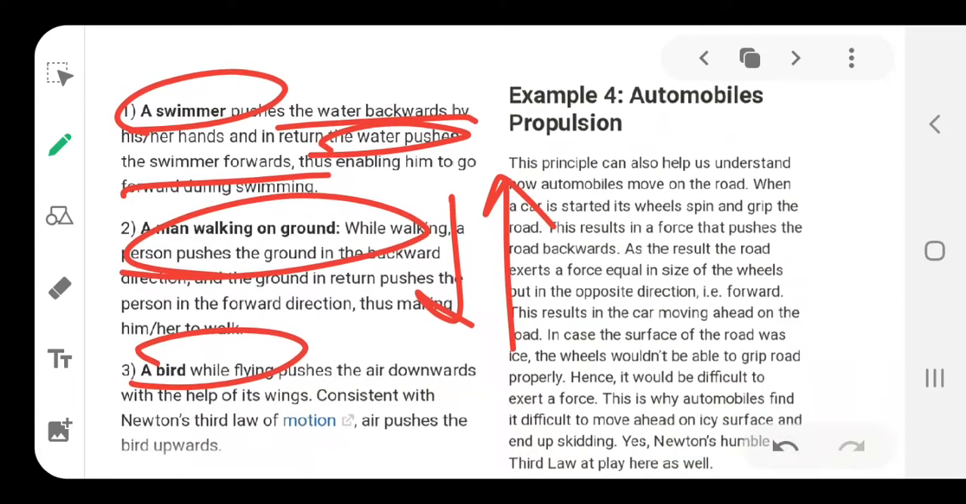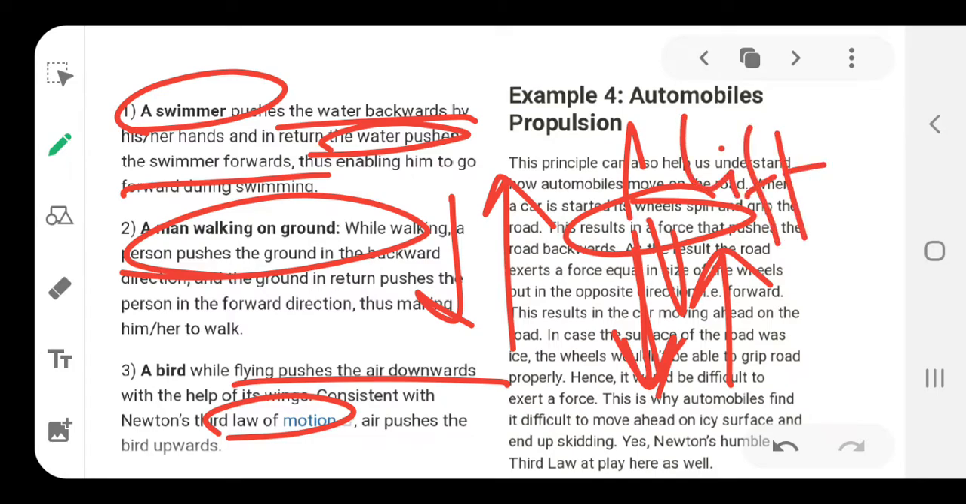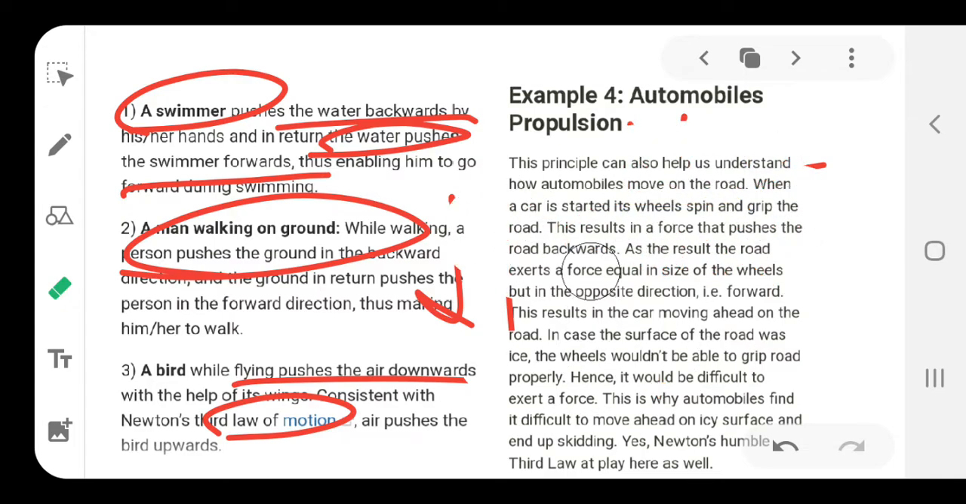In the case of a bird flying, while the bird flies, it pushes the air downward. When it flies with flapping wings, it pushes the air downward with the wings. And what is the result? According to the third law of motion, the air which is pushed down gives a reactive force and the body gets a lift. As a result, the bird keeps flying, or stays airborne.